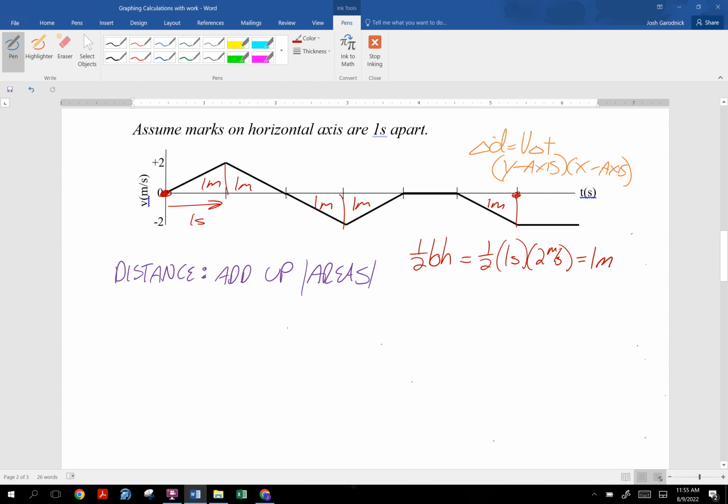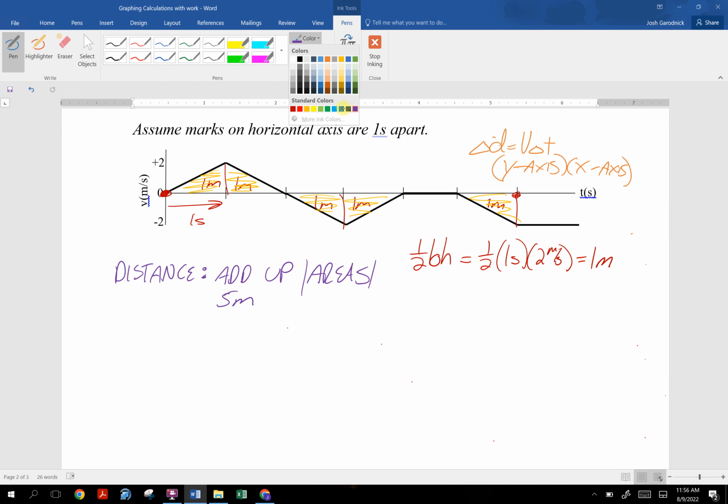And again, by area, we are referring to the area between the line and the x-axis, like your graph line and your x-axis. All right, so adding up all those areas, that's super easy. Can you do that before I write it down? Can you do it in your head? I'm going to go with 5 meters. Hopefully I got that right.